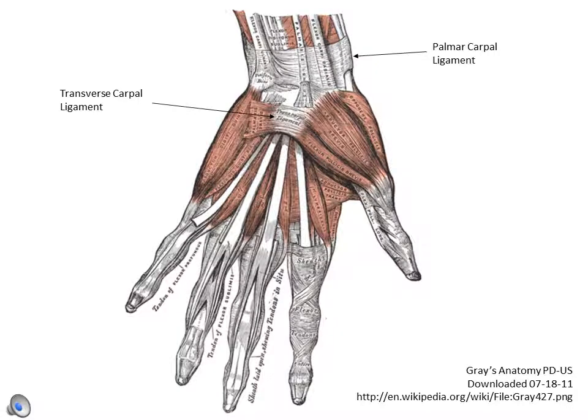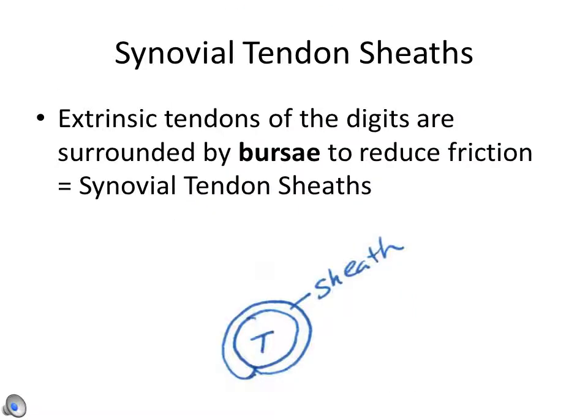Take this opportunity to study the palmar carpal ligament and the flexor retinaculum, also known as the transverse carpal ligament. Synovial tendon sheaths. The extrinsic tendons of the digits are surrounded by bursae to reduce friction. These structures are called synovial tendon sheaths.